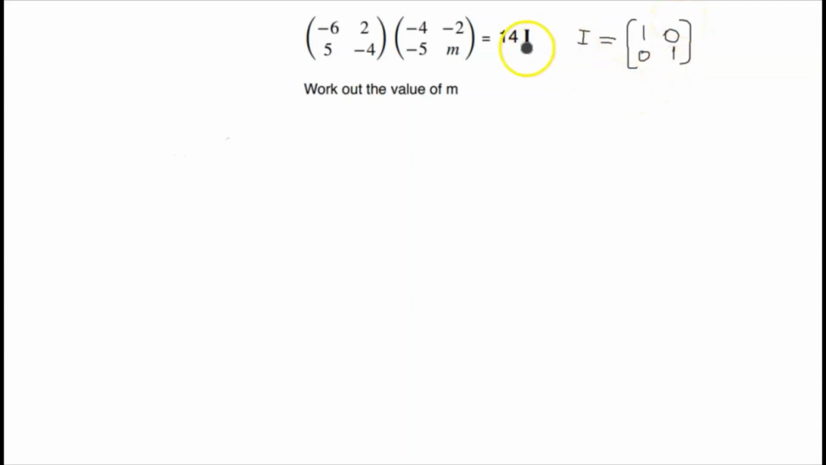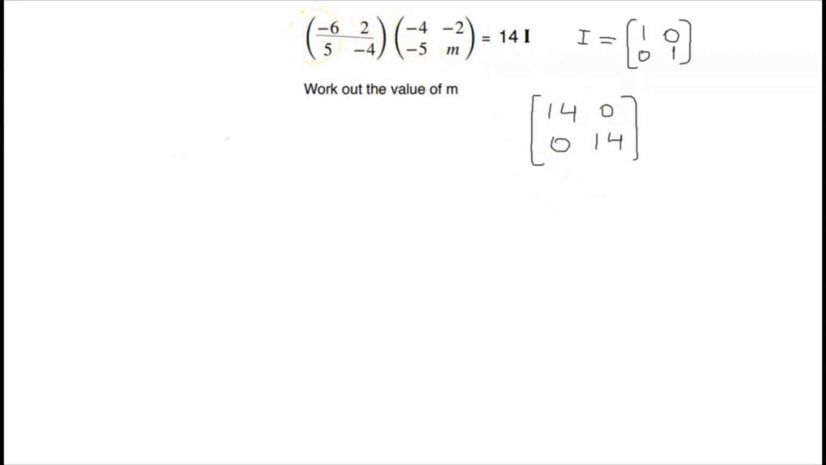And if we're going to get 14I, we're going to have to times each value in here by 14. So we're going to get 14, 0, 0, 14. And that would mean that every single thing in these two matrices, if we times them together, we'd get this matrix here. So if we start timesing, we're going to have to times this.